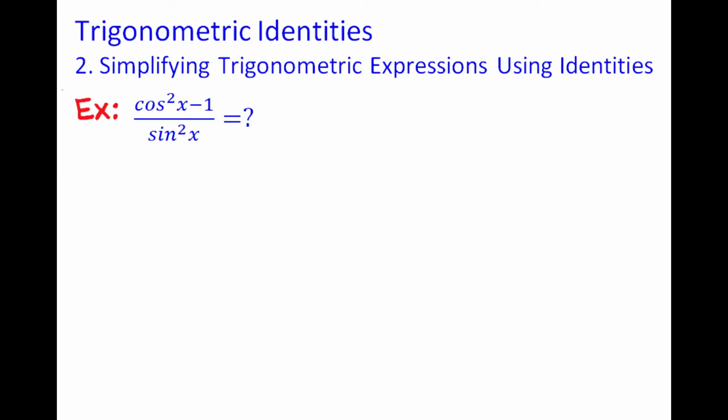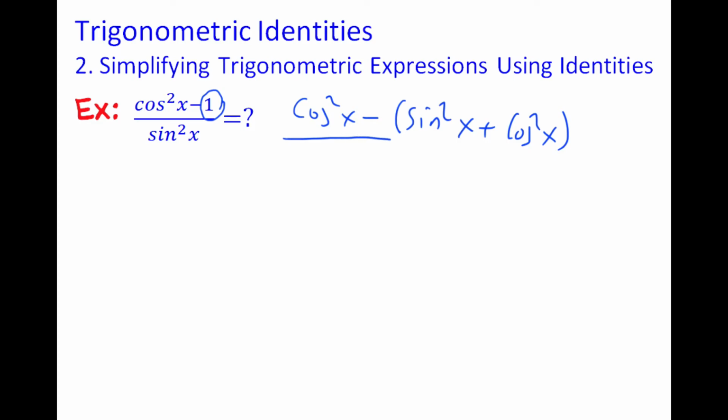Cosine square x minus 1 divided by sine square x is equal to what, guys? And again, instead of this 1, I'm going to put sine square x plus cosine square x. And once you do it, we're going to have cosine square x minus, in the parentheses, guys, sine square x plus cosine square x divided by, in the denominator, we have sine square x, guys.